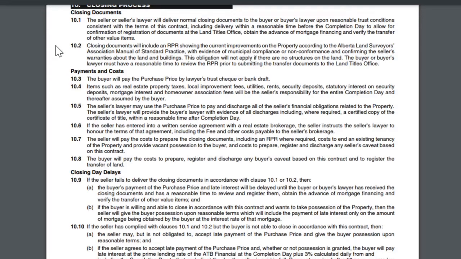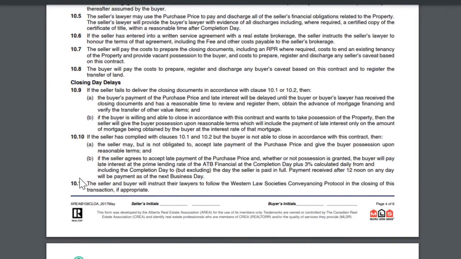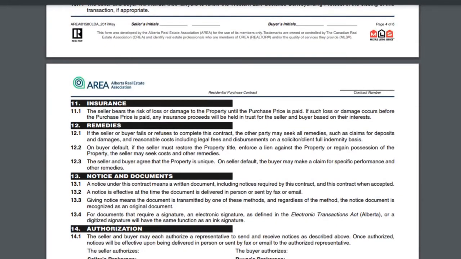Closing documents. So this is where we give instruction to lawyers. There's a bunch of instruction here. There's more instructions here. And as you can see, there's more instructions here. So if there's a failure to close and all these things, pretty much everything has been thought about for the majority, 99% of homes.